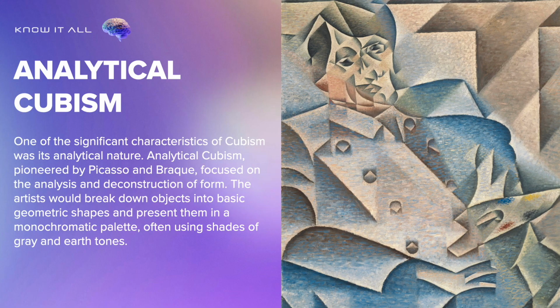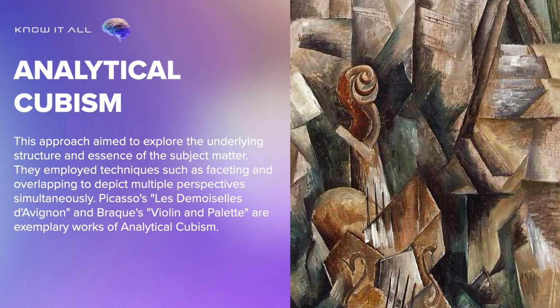One of the significant characteristics of Cubism was its analytical nature. Analytical Cubism, pioneered by Picasso and Braque, focused on the analysis and deconstruction of form. The artists would break down objects into basic geometric shapes and present them in a monochromatic palette, often using shades of gray and earth tones. This approach aimed to explore the underlying structure and essence of the subject matter.